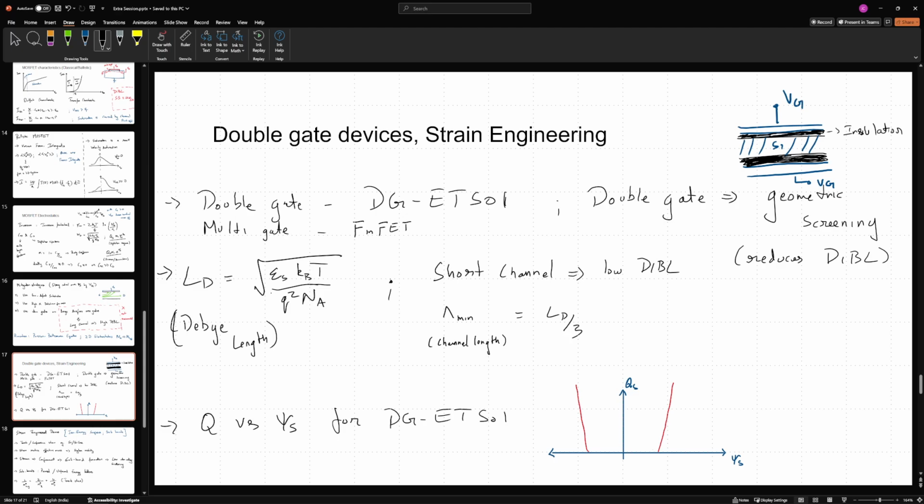Another important thing to remember is the Debye length, whose expression is given as the square root of epsilon_s k_B T divided by q squared N_a. I will just change that, because right now it looks like only the numerator is under the square root. Yes, the whole thing under the square root. And to have good screening, the channel length should be at least 1/3 of the Debye length. So this is the notion of double gate devices.